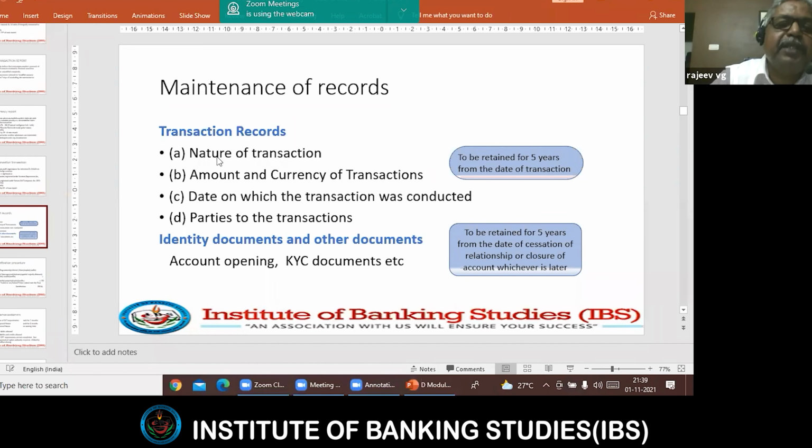Either whether cash in CTR, whether cash is deposited or withdrawal, both. If it is a cash transaction, either it is a credit or debit. That is what I said, no?